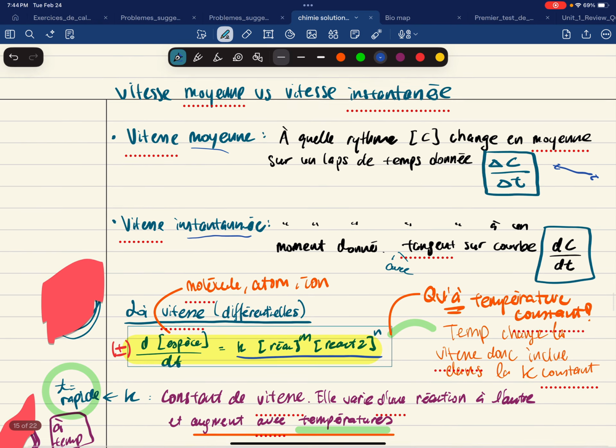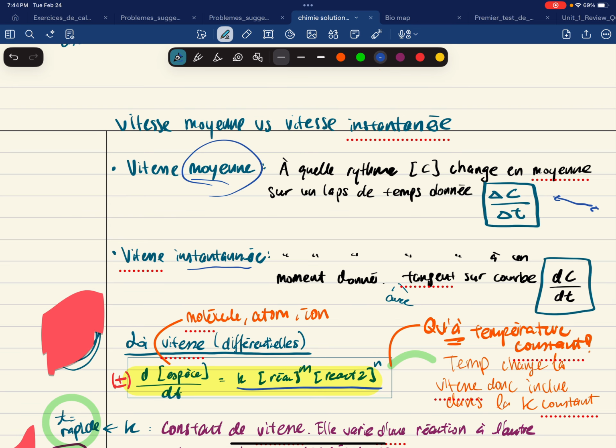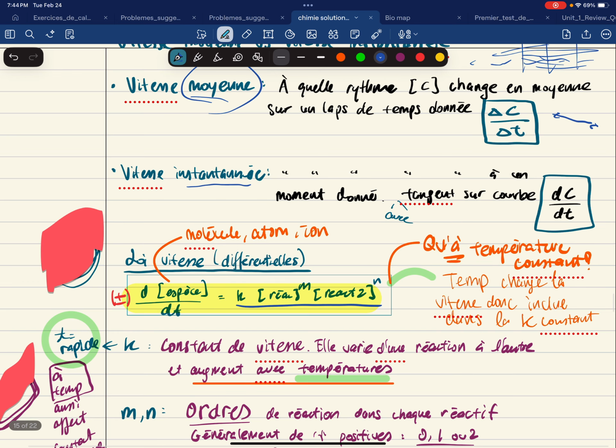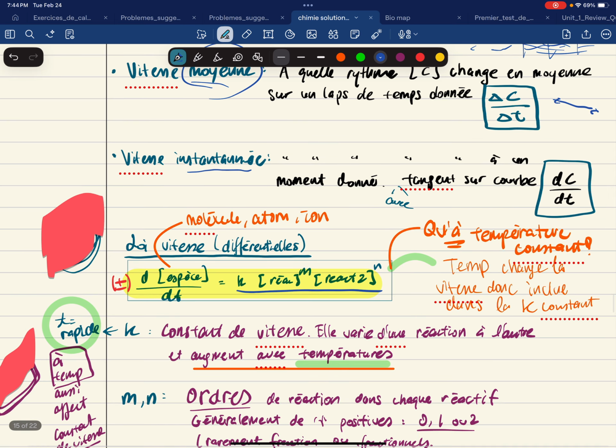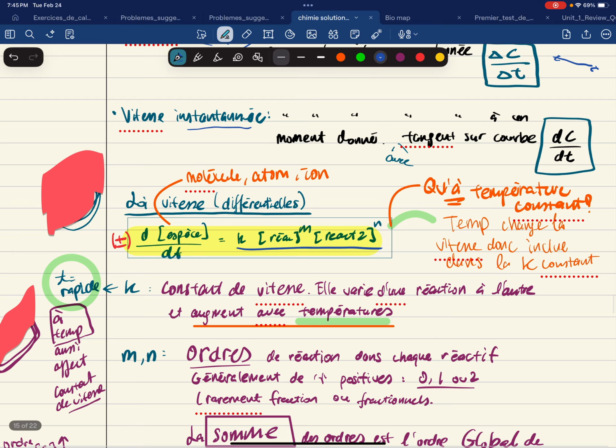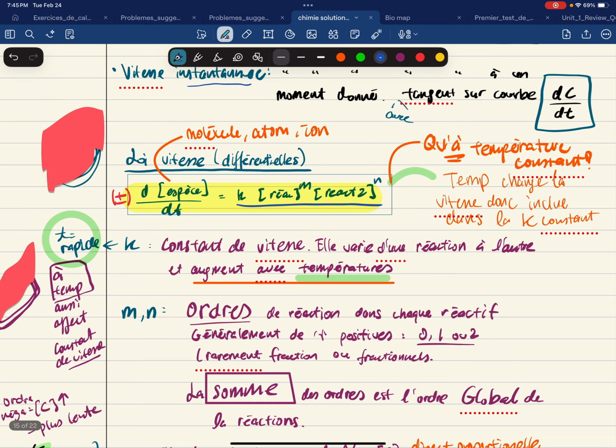So vitesse moyenne in here is used for a series of lots of reactions of the same nature, of the same substance, but in different concentrations or increments of time. They just average it up to see if it's really that one, because we sometimes need to make sure that it's precise. Vitesse moyenne, vitesse instantanée.